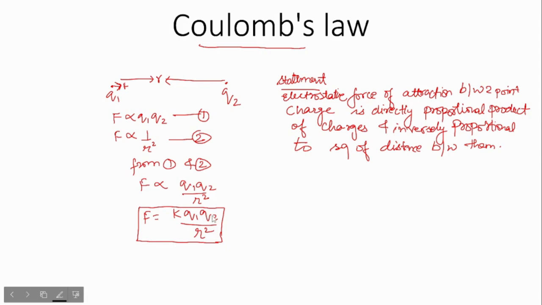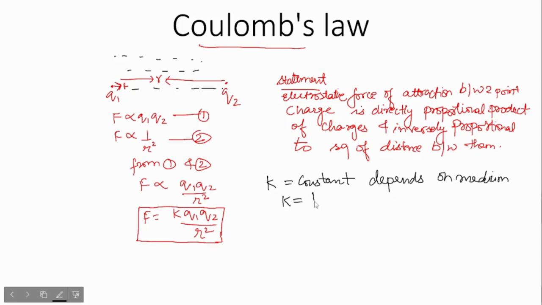Now this k is a constant that depends on the medium. On which medium? The medium that exists between these two charges, that is this medium. And this k is also equal to 1 upon 4 pi epsilon naught.